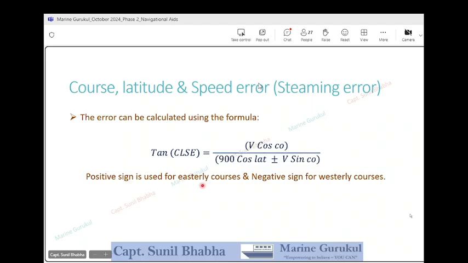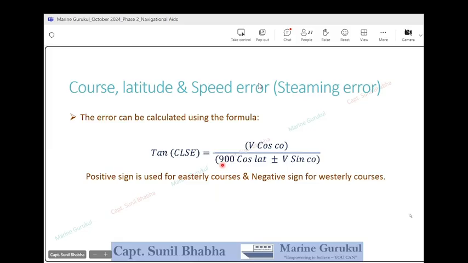So if the ship is moving on a northeasterly or a southeasterly course, we will be using a plus here in the denominator. And if the vessel is moving on a northwesterly or a southwesterly course, having a westerly component, we will be using a negative sign. You can easily understand the concept behind it. When the ship is moving in the easterly direction, it is adding to the easterly motion of the earth. Whenever the vessel is moving in a westerly direction, it is reducing the easterly motion of the earth.